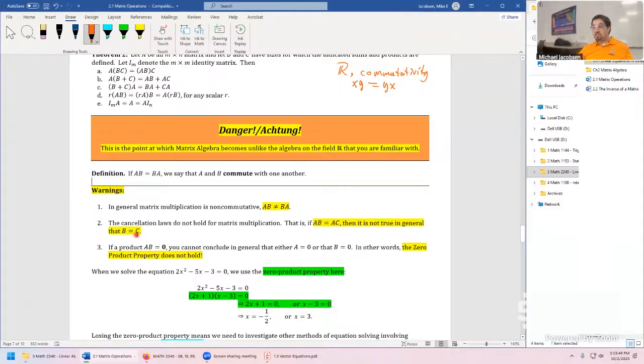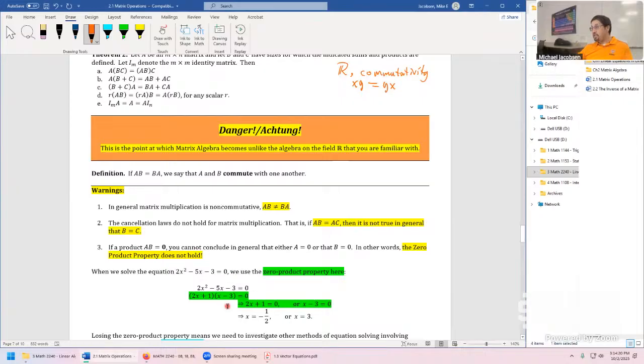It gets even worse. There's no zero product property. The review of the zero product property says you can find non-zero matrices A and B and have their product equal 0 when neither A was 0 nor B was 0. The loss of that property is extremely huge to us because back again in the field R, if we're solving equations, say this polynomial equation, we took advantage of the zero product property almost as second nature.